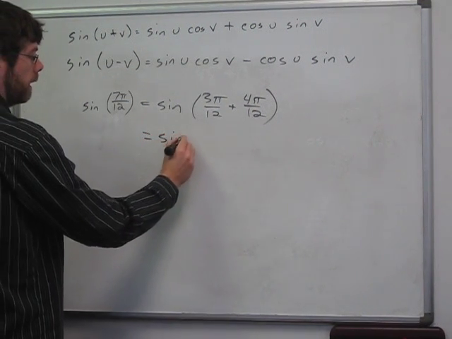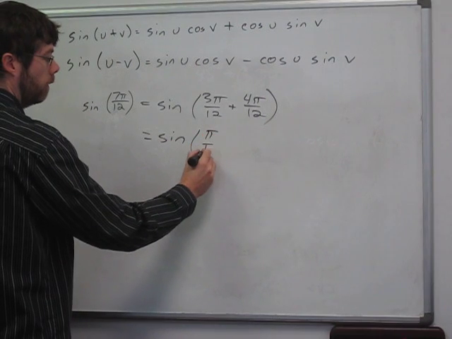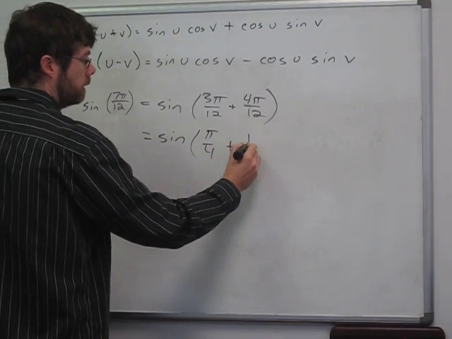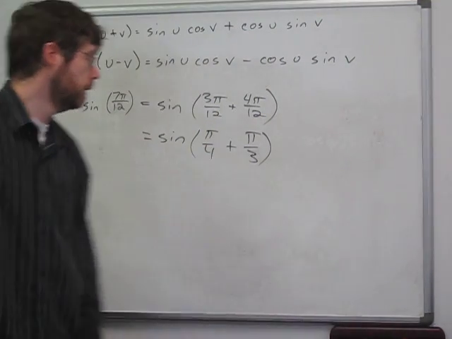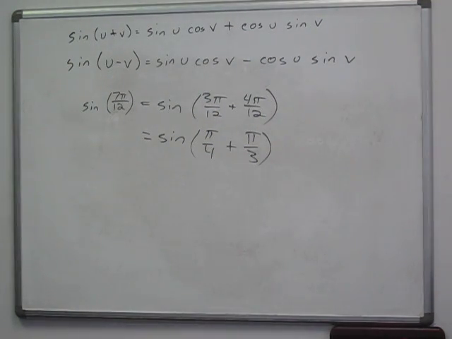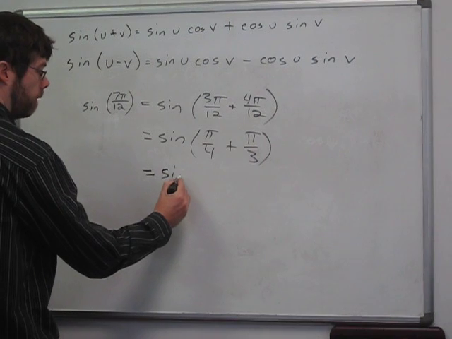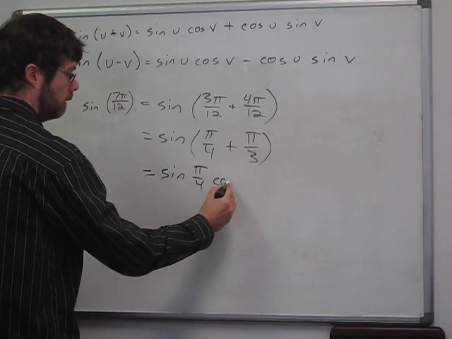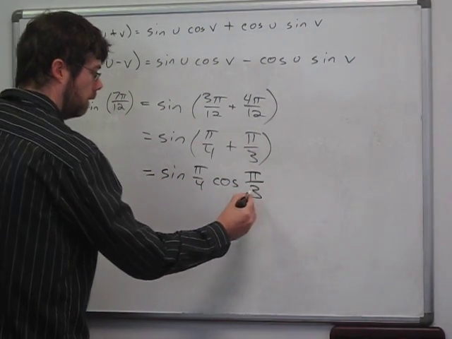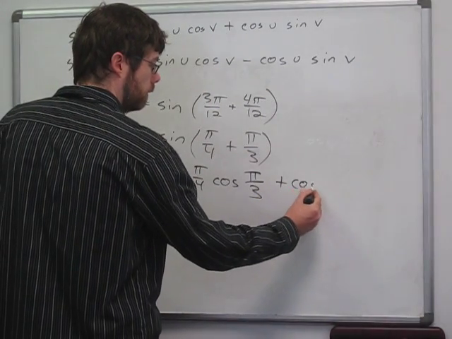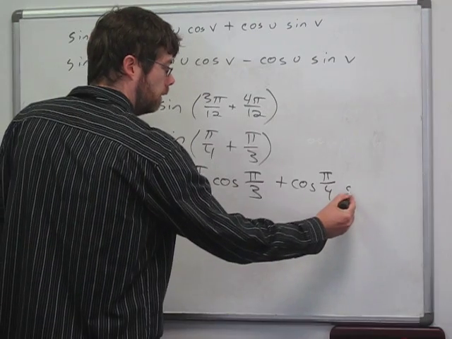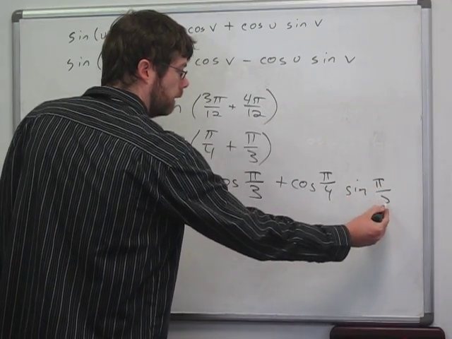And so this is the sine of pi over 4 plus pi over 3. Right? And those are special angles on the unit circle, so I can just go ahead and use my angle sum to calculate an exact value. Sine of pi over 4 cosine pi over 3 plus cosine pi over 4 sine of pi over 3.